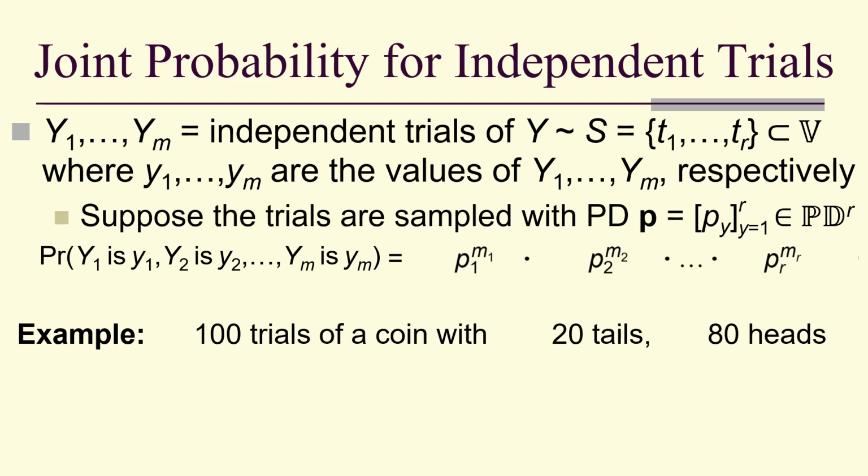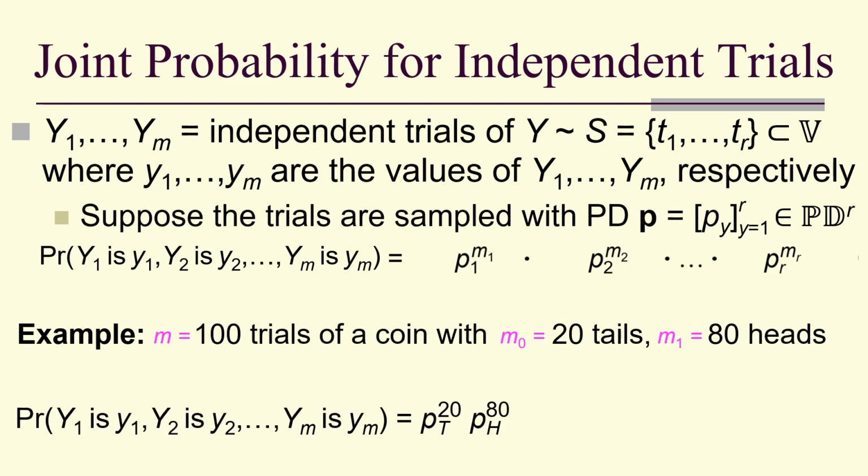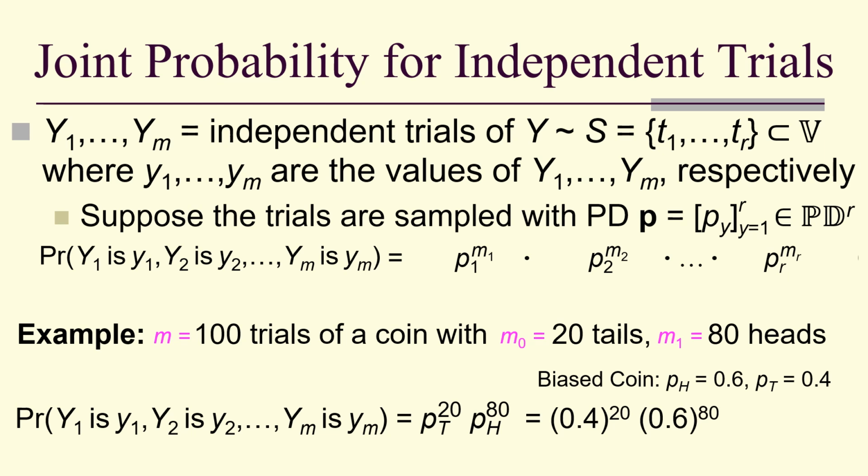For example, suppose we had 100 trials of a coin with 20 tails and 80 heads. Well, M would be 100 and M0 would be 20 and M1 would be 80. And the joint probability would be the probability of tails to the 20th, the probability of heads to the 80th. For a fair coin, this would be a half to the 20th, a half to the 80th, or a half to the 100 power. For a biased coin, tails now has a probability of 0.4, so 0.4 to the 20th, 0.6 to the 80th.